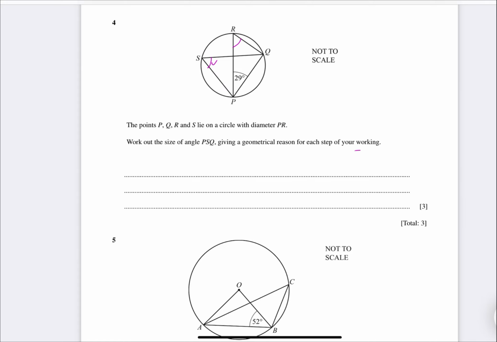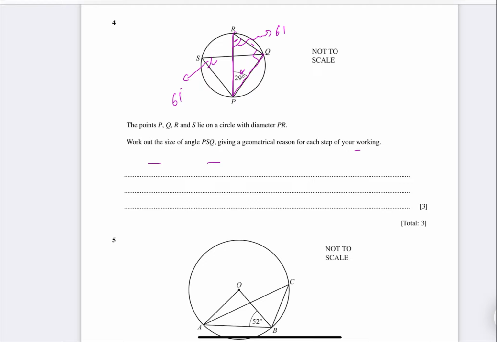Repeat after me, very easily, because this was 90, we have marked already. This is 29. So what would be the size of this angle? Tell me. The size of this angle would be 90 minus 29, that is 61. How come, sir? The angle sum property in a triangle. All three combine to 180. So we'll get this 61. So this one will also be 61.